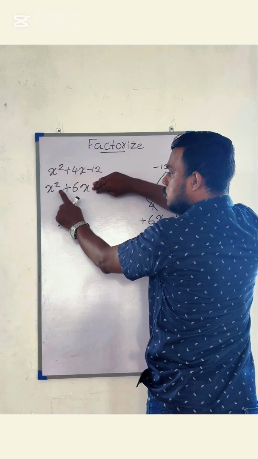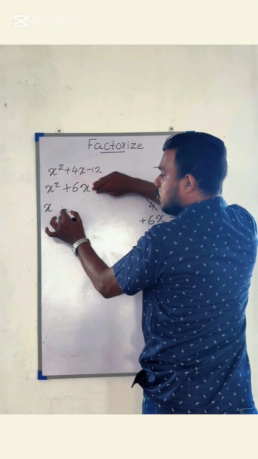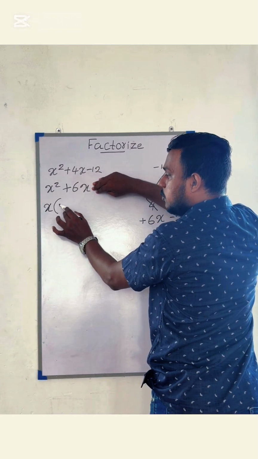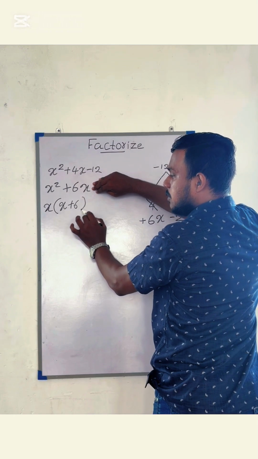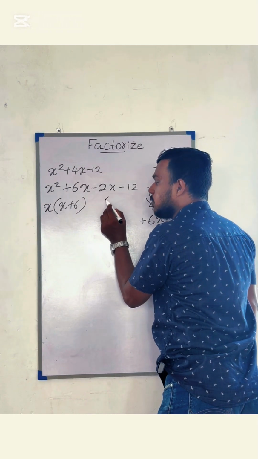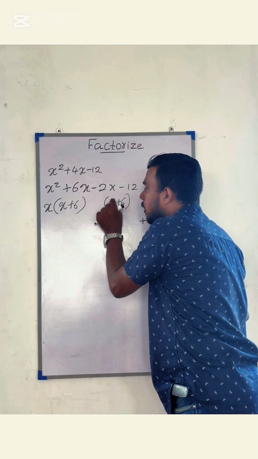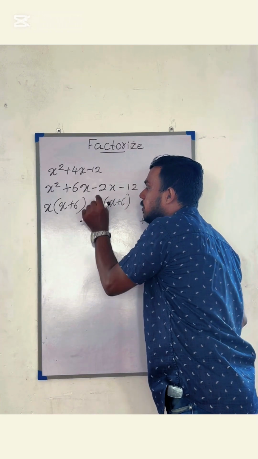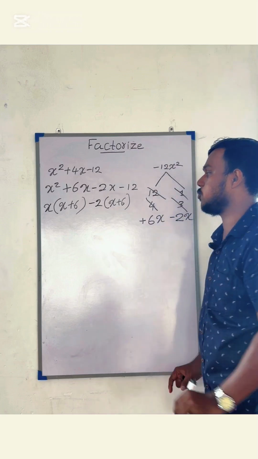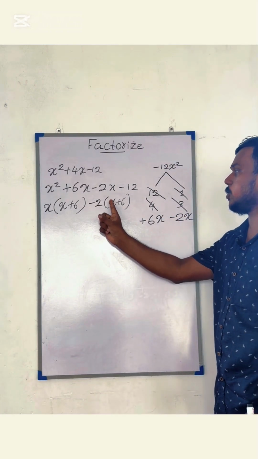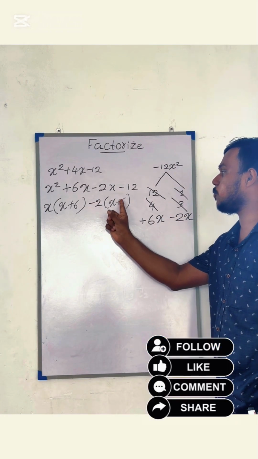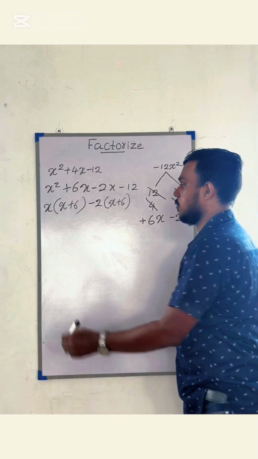Consider these two terms first. When you look at these two terms, you can see there is a common factor of h. So take that out, and what remains is h plus 6. If you have h plus 6 here, remember h plus 6 needs to be here as well. So if I put h here, I have to take minus 2 out, which means minus 2 should be here. You can check it: minus 2 into h is minus 2h, minus 2 into plus 6 is minus 12.